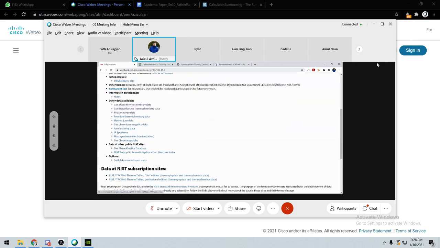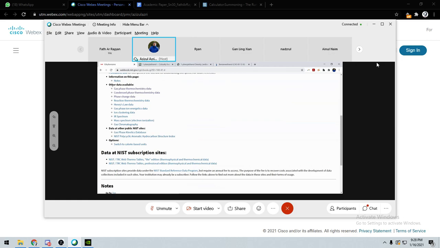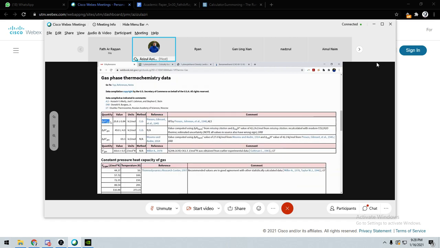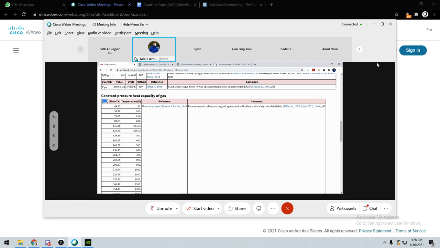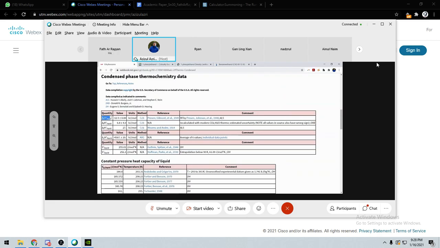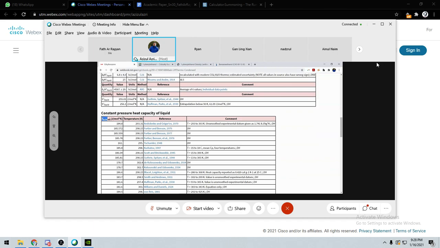If you refer to this part, the data available includes gas phase and condensed phase. Gas phase is basically for gas, and condensed phase is for liquid. Phase change involves processes such as vaporization and fusion. If you click gas phase, you can find the heat of formation in gas phase, and you can also get the CP gas. If you click the condensed phase, you can get the heat of formation of the liquid and the CP liquid.